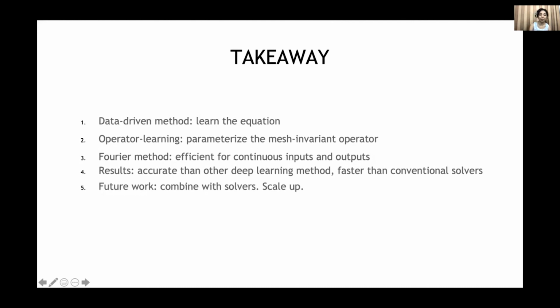The Fourier operator turns out to be the most effective one because the inductive bias is great for many of the popular PDE families. And it's also fast. Having the fast Fourier transform is also a great aspect for speed. And it works much faster while maintaining accuracy, and generalizes very well.